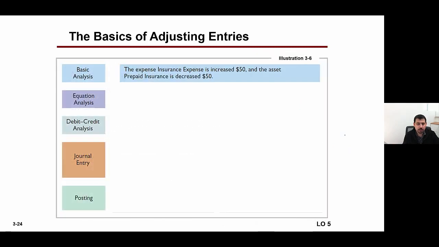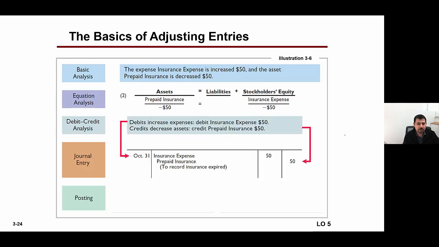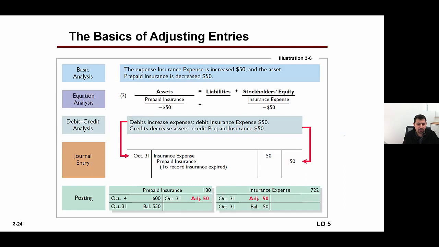And the analysis for this one would be as usual. We have our asset, prepaid insurance, decreased by $50, and so it will be credited. Insurance expense has increased by $50, and so it will be debited. Once again we post this to the ledger, and again remember that we have the adjusted balance here. For this transaction as well, credits and debits should be equal, to maintain the equality of total credits and total debits.